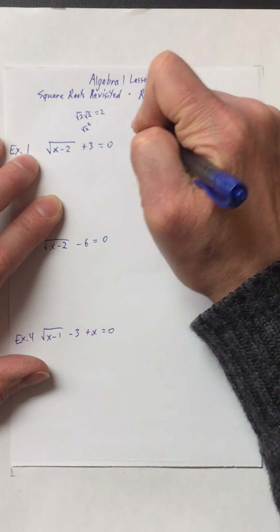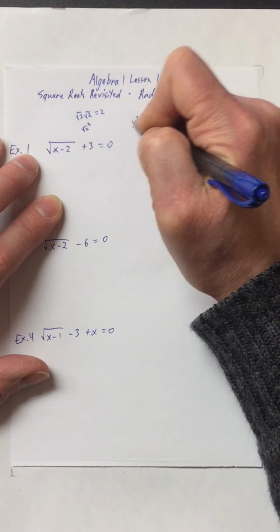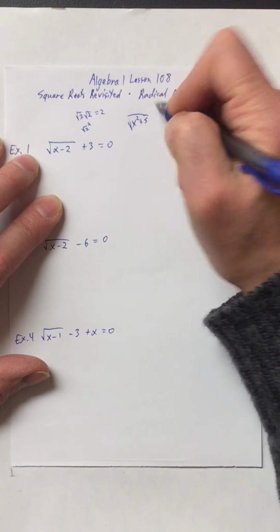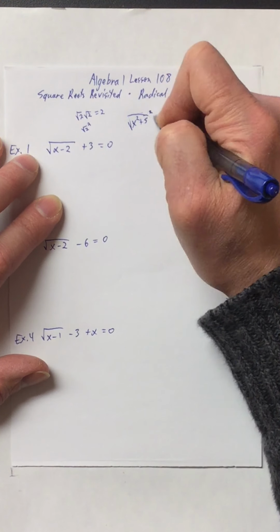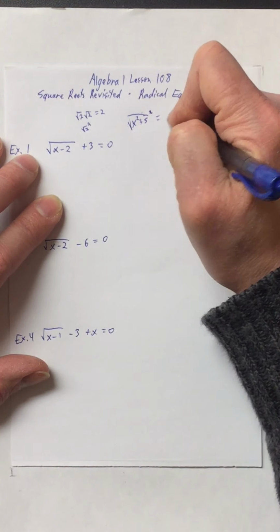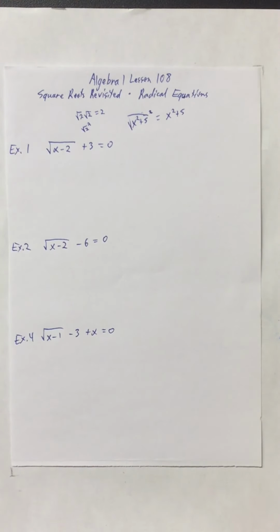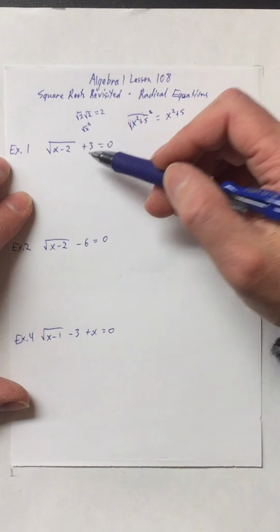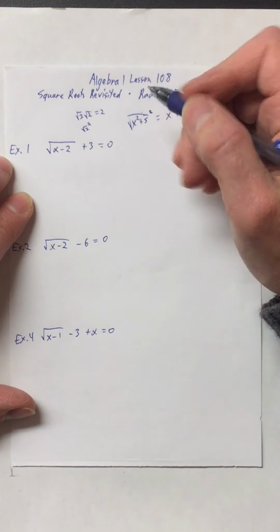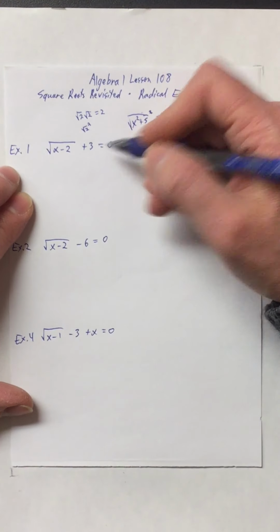So if we had x squared plus 5 and the square root of all that, if we were to square that, then basically the squared and the square root cancel each other out and just what's inside is left. So you can see how we're going to use that to solve this equation here. Let's look at example 1.